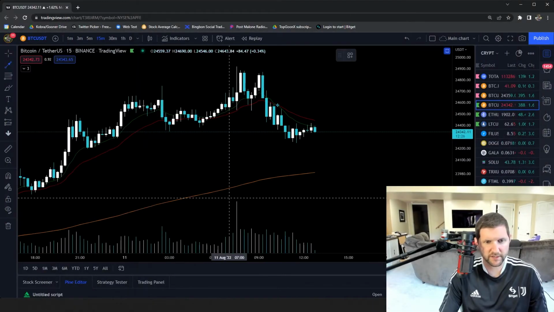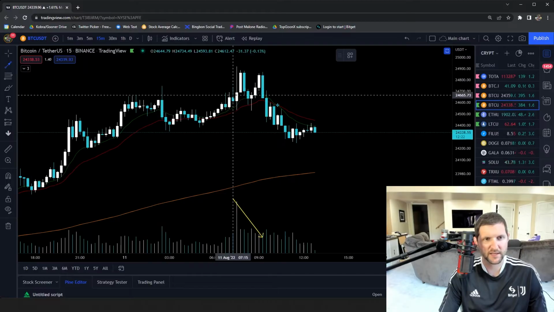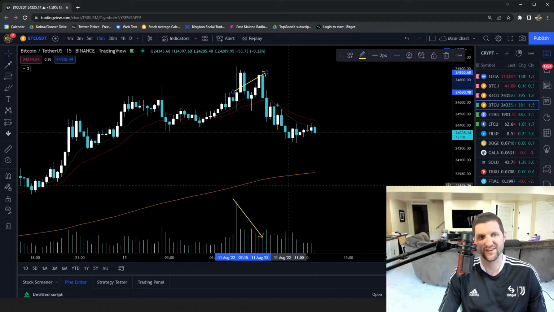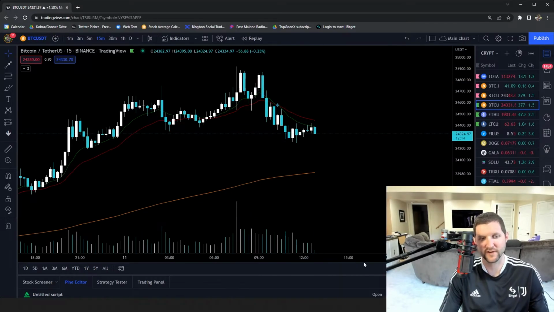So on Bitcoin, here's another great example. You see that volume is dropping off as price is relatively staying the same, and that creates another volume divergence. You could see that momentum shifts in the other direction, and that would be another nice trade for me.